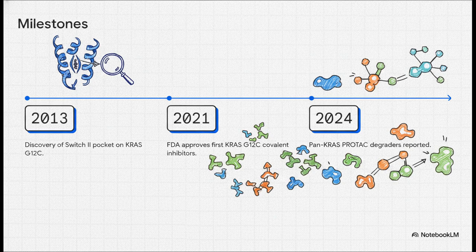Fast forward to 2021, and the FDA approved the very first KRAS G12C inhibitors, sotorasib and adagrasib. And the field is moving so fast that by 2024, the technology had evolved even further to include degraders capable of targeting multiple forms of KRAS.